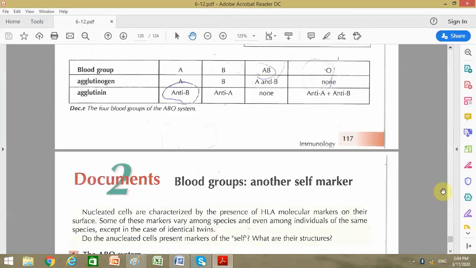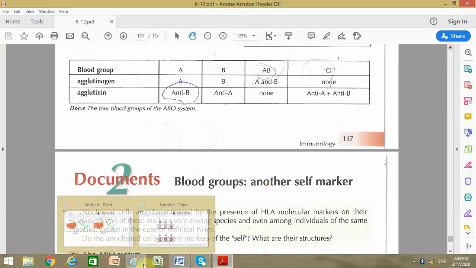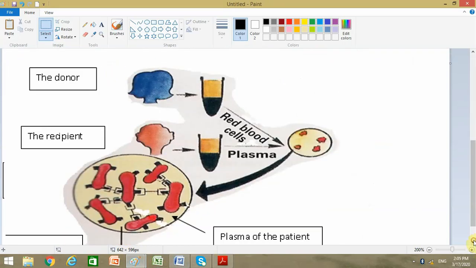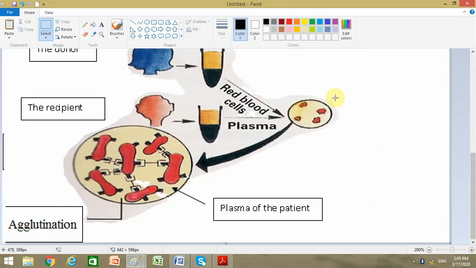Now also, why does agglutination occur when we transfer blood, and who can give and who can receive blood from which blood type? This is very important to understand. For example, here we can see that the donor gives us the red blood cells, and the red blood cells of the donor are being attacked or detected by the plasma or the serum of the recipient.